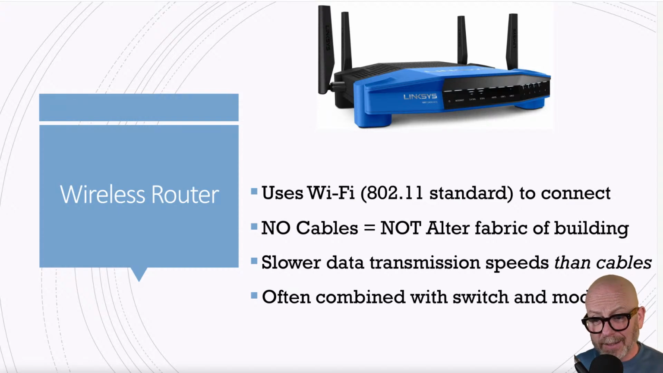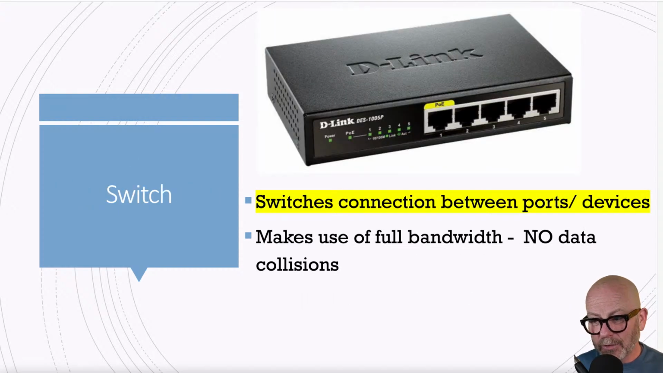The drawback is the data transmission speeds are slower with a wireless router than they are with a wired one. So it's pros and cons, really. Now we come on to a switch. Just two things for a switch, really.